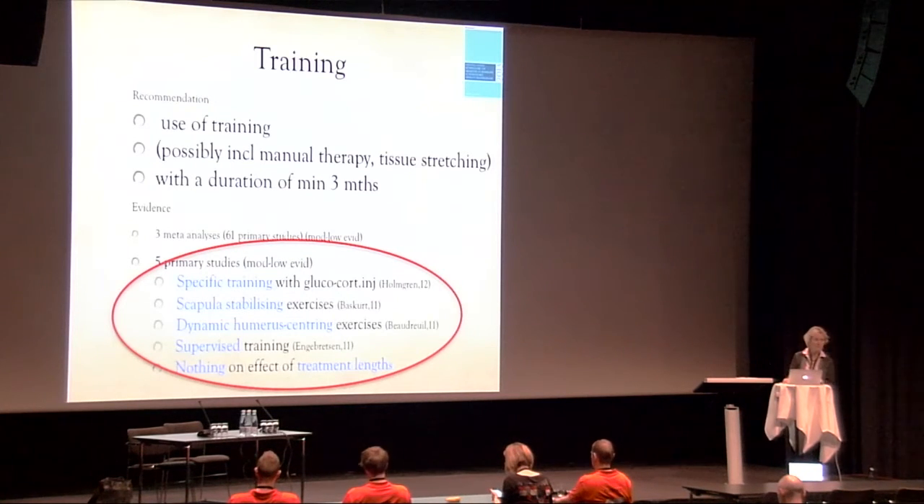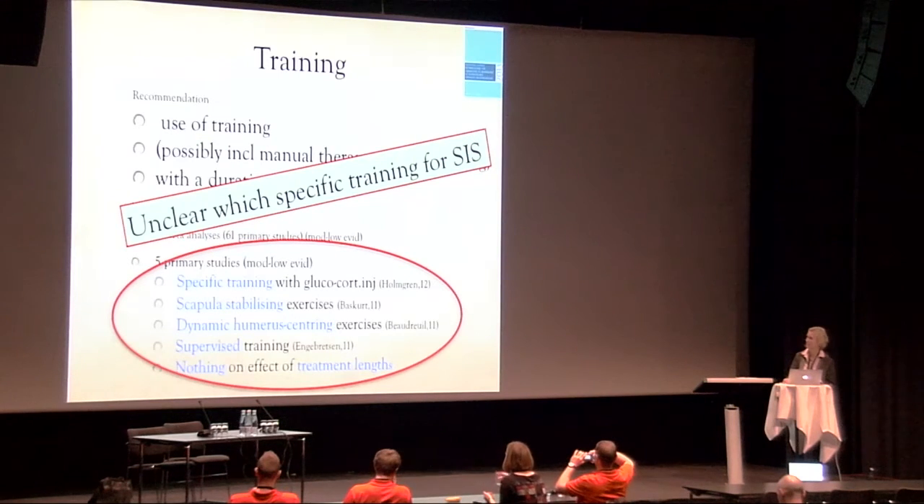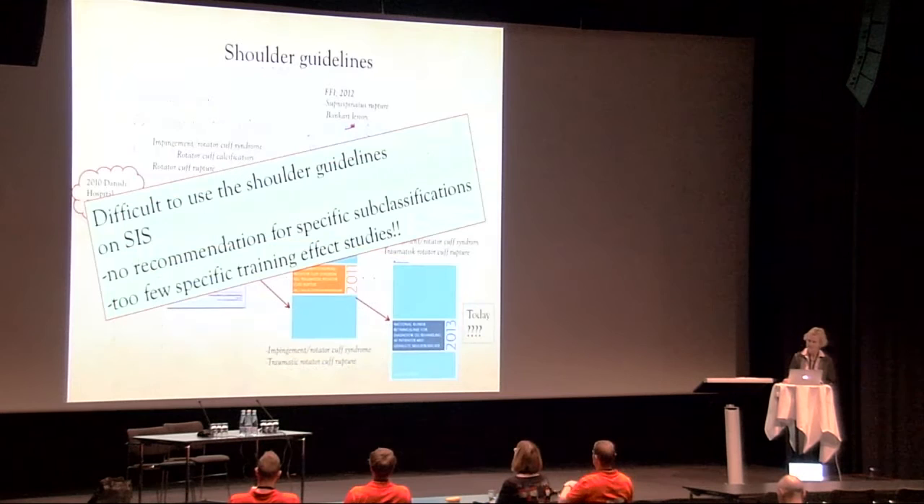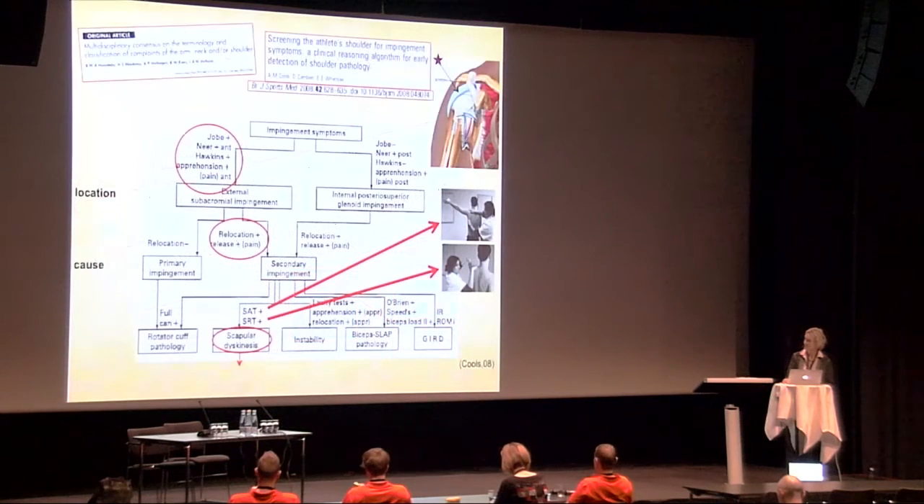So it's really unclear what specific training is best for subacromial impingement syndrome. And this is why it's so difficult to use these shoulder guidelines on subacromial impingement syndrome, because there's no recommendation for specific subclassification, and there are still too few specific training effect studies in this area. So as suggested also in the clinical guidelines, this is a multifactorial condition with different tissue problems and can be, as recommended in Ancoul's clinical reasoning algorithm, classified according to the location and the cause of the pain condition.